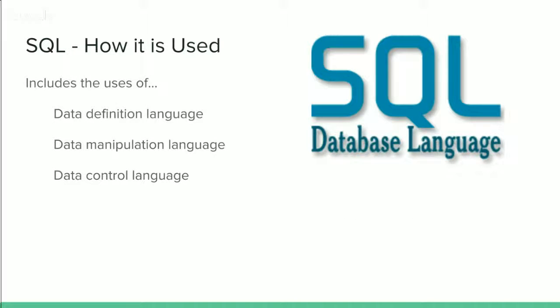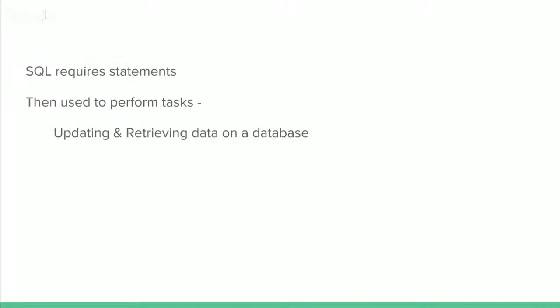All right, getting back to SQL. So how is SQL used? It includes the use of data definition language, data manipulation language, and data control language. It also requires statements and is used to perform tasks while updating and retrieving the data on that specific database. So SQL has the ability to do many things. It is mainly used for either updating information to a database or retrieving information from a database.